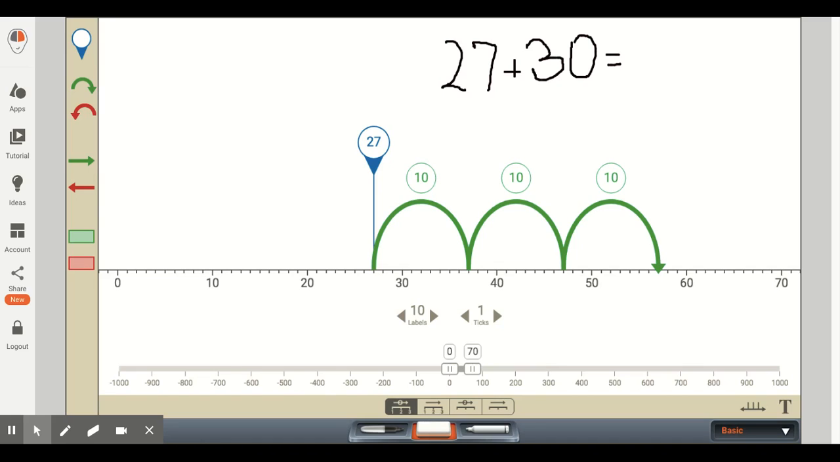So 27 plus 10, or 10 more than 27, our first grader should know that that is now going to be 37. And now 10 more than 37, or 37 plus 10, we're going to have 47. And then finally, we have one more 10 to add, 47 plus 10, or 10 more than 47. 27 plus 30 equals 57.